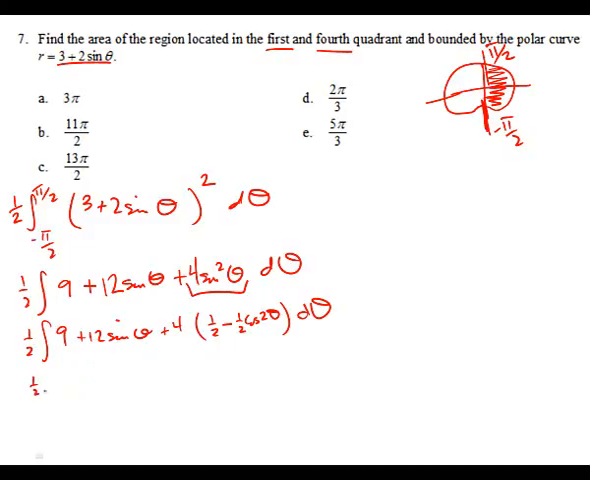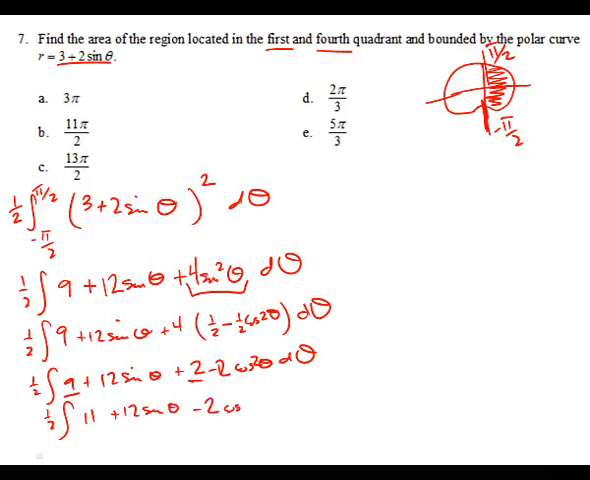Distributes. I'm doing a lot of algebra in here. More algebra than calculus. So it's going to end up being plus 2 minus 2 cosine 2 theta, right? Can I still keep simplifying? Can't I put the 9 and the 2 together? Yeah, what's that going to be? 11 plus 12 sine theta minus 2 cosine 2 theta d theta.